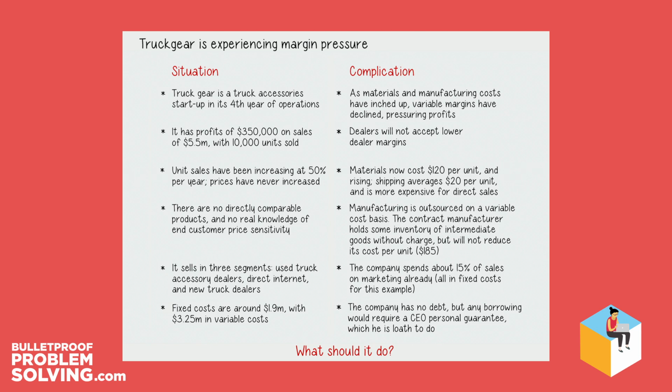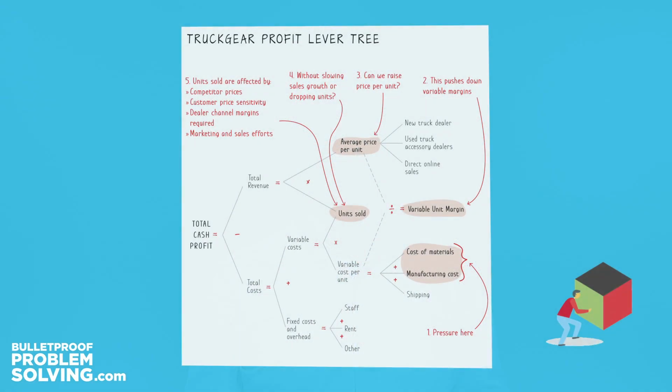To crack that kind of problem, we like to use something called a profit tree, and I'll introduce a more sophisticated version of this later. But the most simple kind of profit tree just looks at revenues minus costs, and it breaks revenues into the average price per unit and then the number of units sold. In this case, we've also broken the number of units sold into the 3 segments that this company sells into: new truck dealers, used truck dealers, and direct online sales.